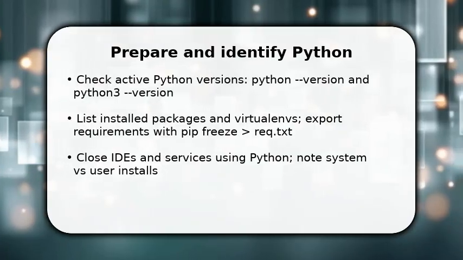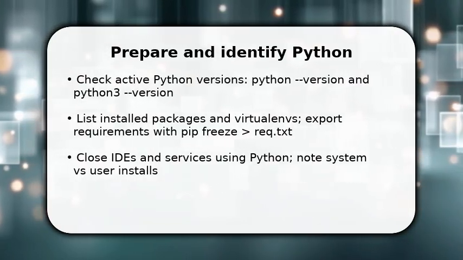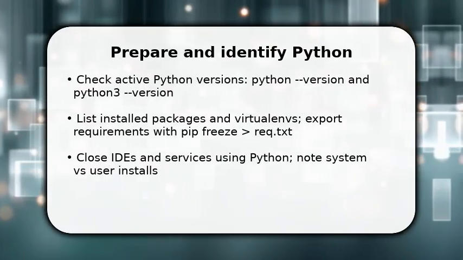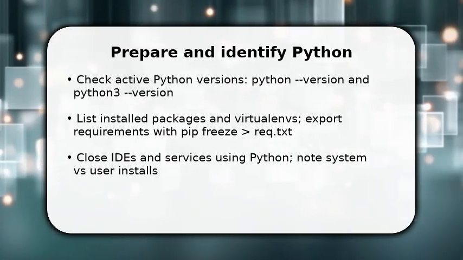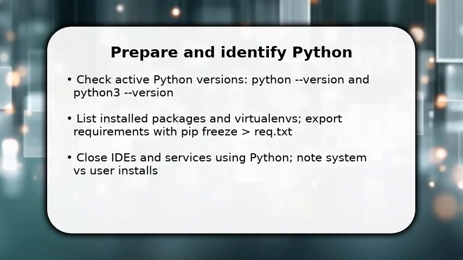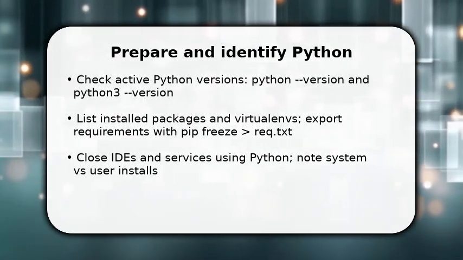You begin by identifying what to remove and why. First, run python --version and python3 --version to confirm targets. Next, export any environment packages with pip freeze > req.txt so you can recreate setups later. Also list virtual environments in your home folder and note whether Python is a system package or a user install.